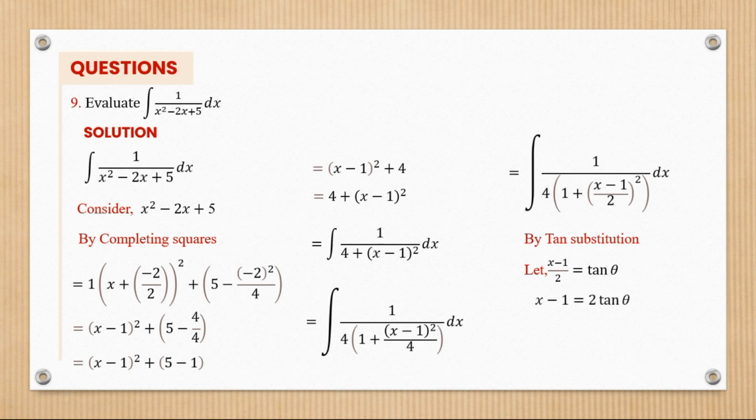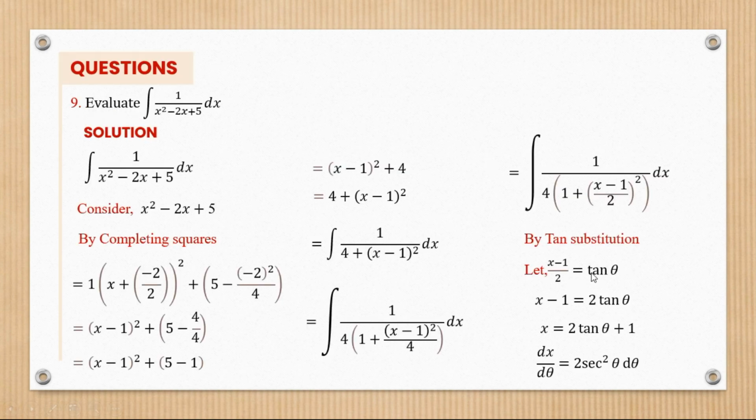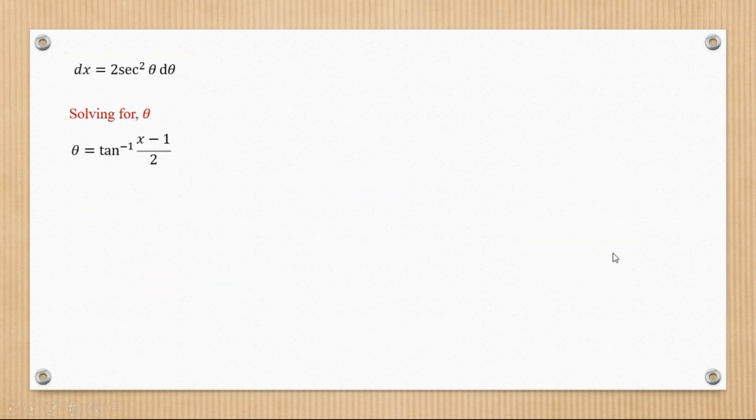So that means x minus 1 shall be equal to 2 tan theta, then x shall be equal to 2 tan theta plus 1. Then when I differentiate that, we can say dx by d theta shall be equal to 2 sec squared theta. So dx shall be equal to 2 sec squared theta d theta. So that means when we solve for theta, now we can clearly see that theta here is actually tan inverse of x minus 1 over 2. So what that means is now theta is tan inverse of x minus 1 over 2.